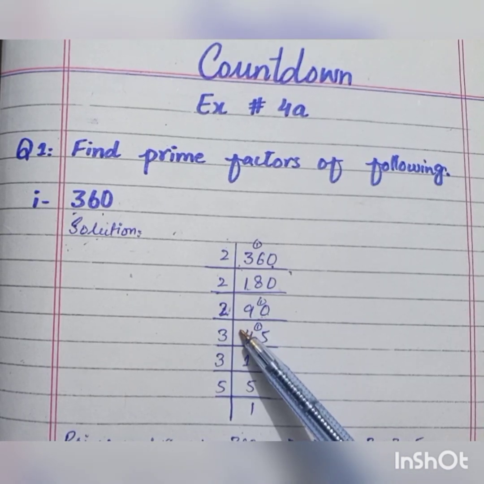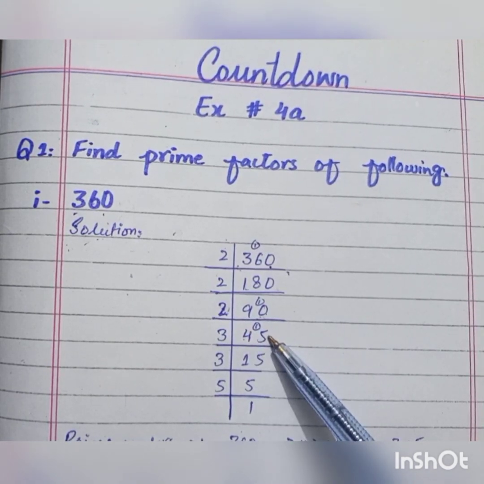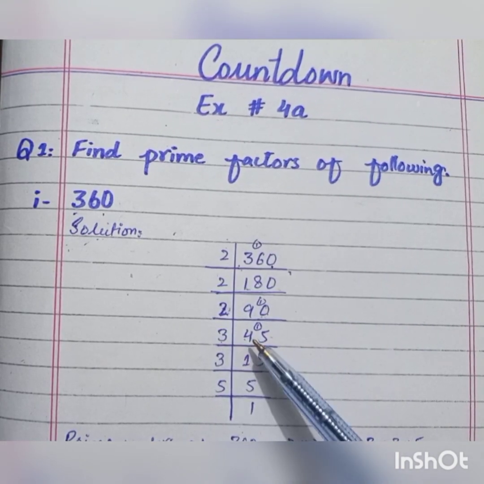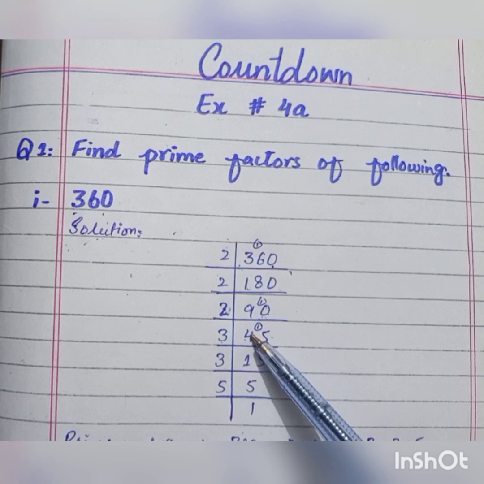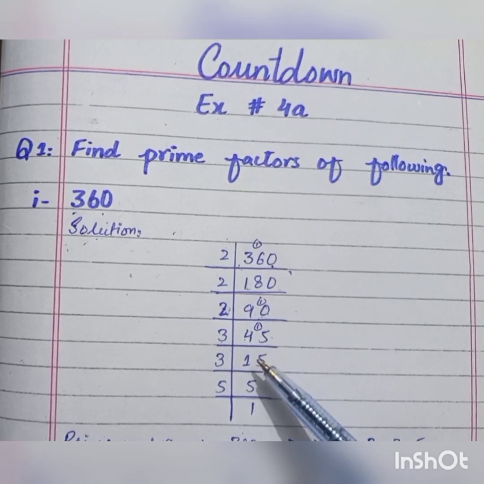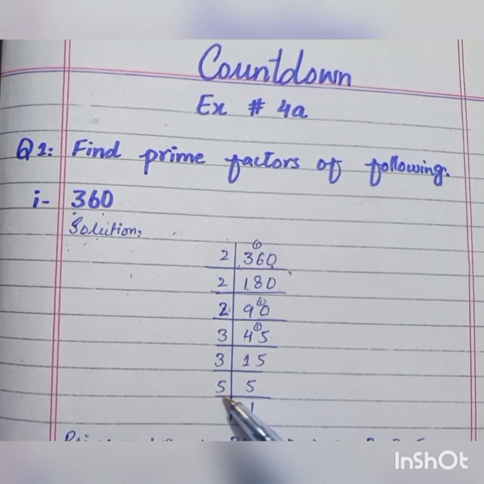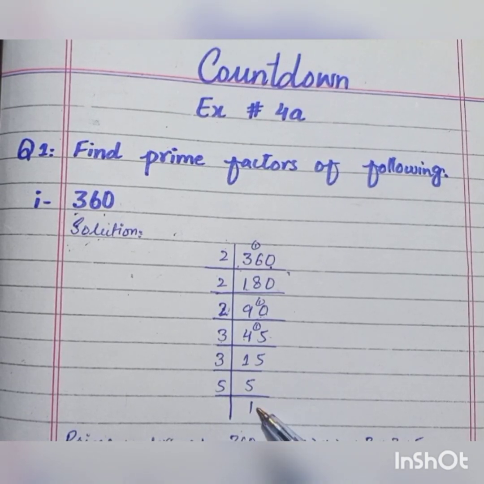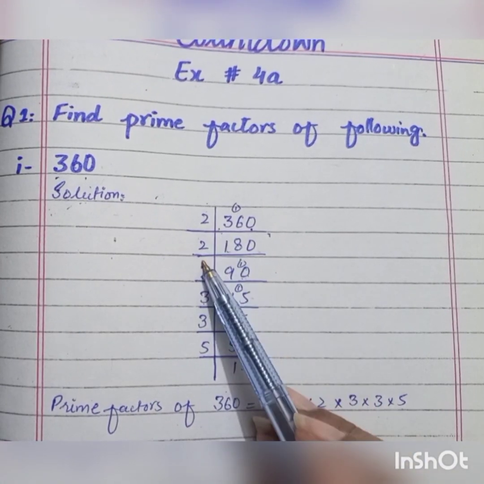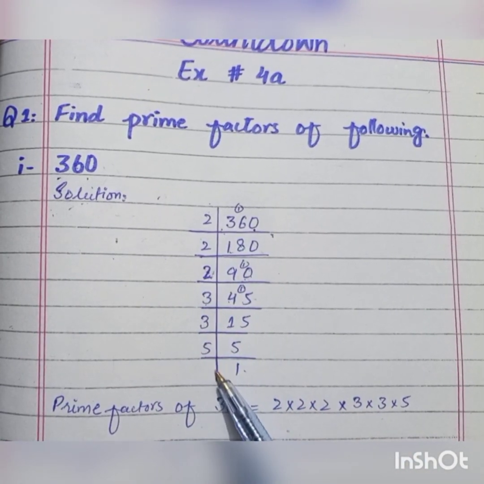Now we can see here the number 45 is not even, so it is odd. Multiply: 3 ones are 3 and the number 1 from 4 is here. It would become 15. 3 fives are 15. Now 3 fives are 15 and 5 ones are 5. We can see here the prime factors of 360 are 2, 2, 2, 3, 3 and 5.